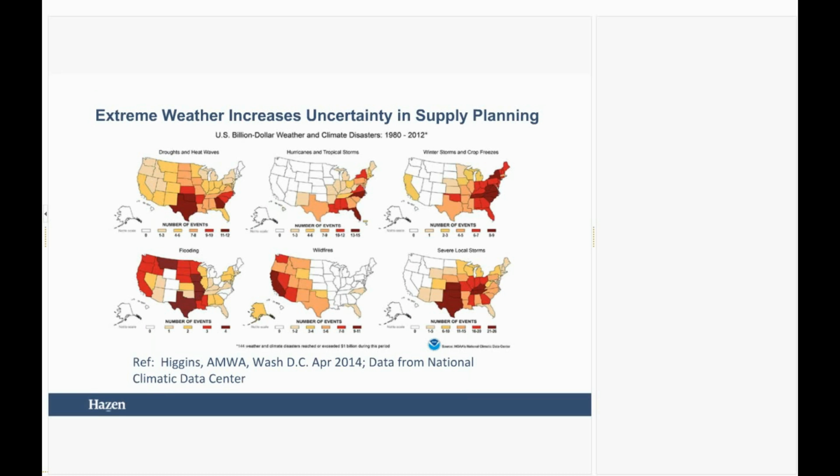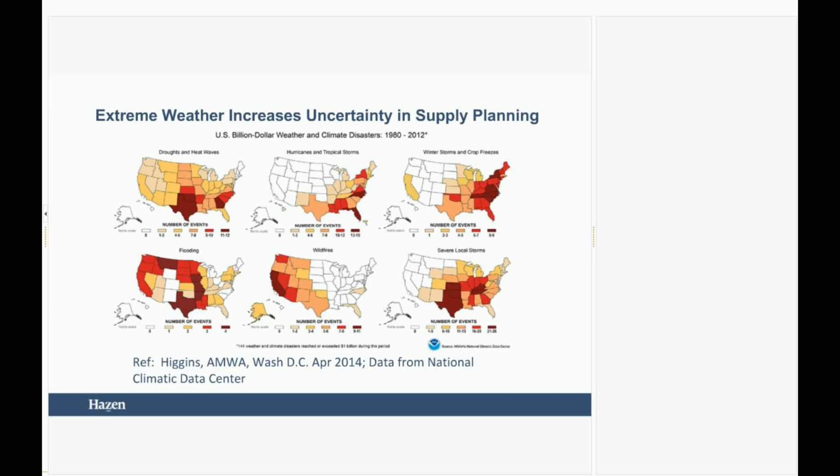And despite what you might hear from the federal government here sometimes, climate change is impacting the United States, and there has been an increase in uncertainty with water supply planning because of extreme weather events. And the graph you can see there is the number of different types of events that have been occurring, and an increase in frequency of those events.